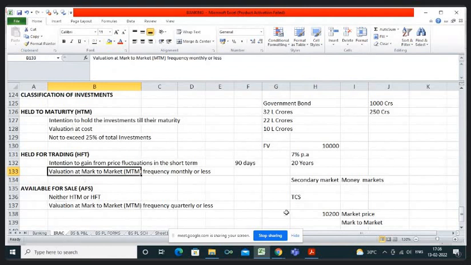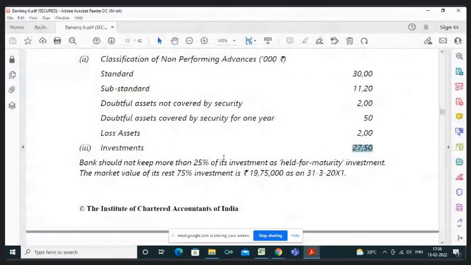So these concepts you should recollect. They say total investment is 2750. So out of this, 25% should be held to maturity, and the balance should be available for sale or held for trading.